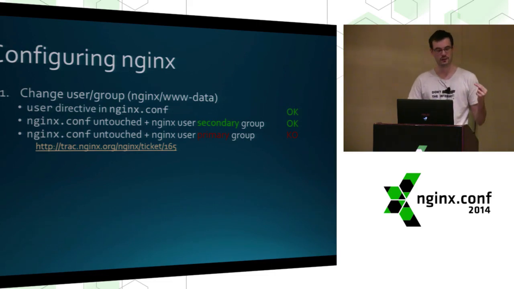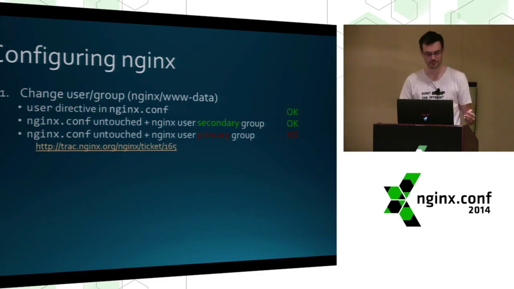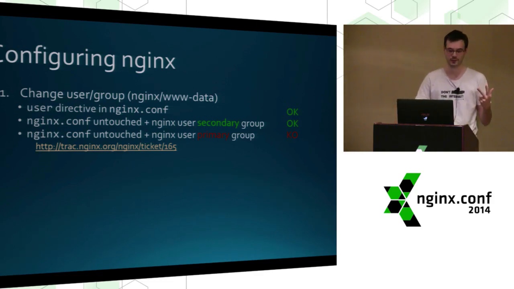You have 3 ways of doing it. Actually, more like 2, but theoretically 3. First is using the user directive in the Nginx configuration file. So instead of user nginx, you have user nginx www-data. You can add the nginx user to the www-data group at the system level, or you can change the nginx user's primary group. But if you do that, that doesn't work. It's in the bug system of Nginx, but it's not working.